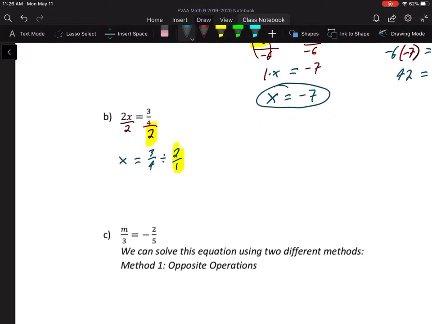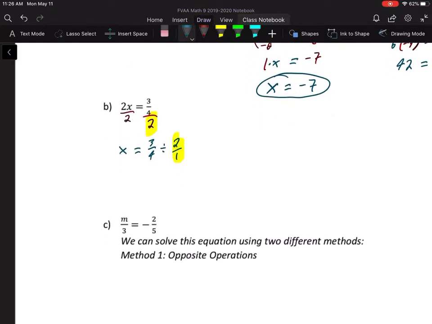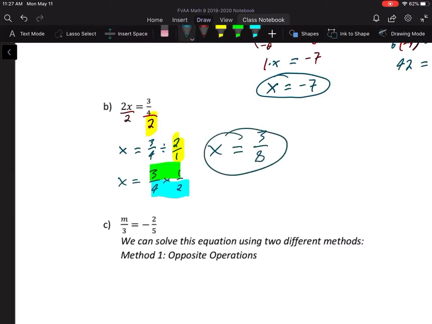Because I'm dividing a fraction, and we know that to divide a fraction, we need to multiply by the reciprocal. And that's going to give me x. I'll write the final answer here: x is equal to top times top, 3 times 1 is 3, bottom times bottom, 4 times 2 is 8. And that's my final answer.